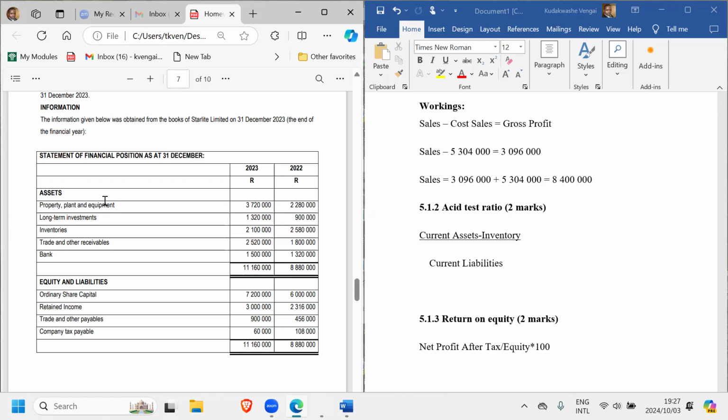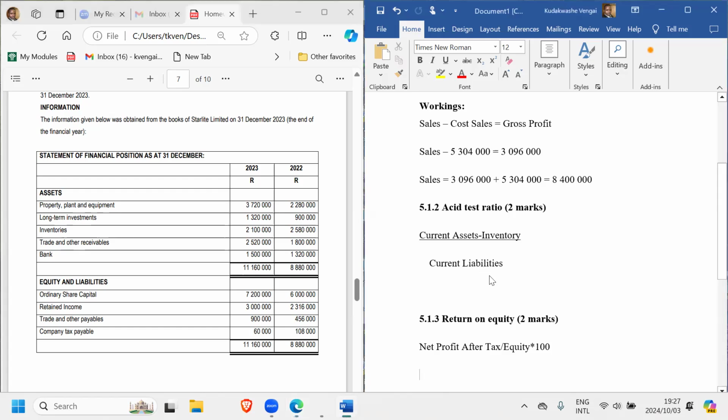So from these things over here, you already know that property, plant, and equipment, that's a non-current, that's a fixed asset. Long-term investments, that's a non-current, that's a fixed asset. But trade and other receivables, and then the bank, and then the inventories, these are your current assets. So if I was to ask you what are your current assets, you're going to say inventories plus trade and other receivables plus bank. Those become your current assets.